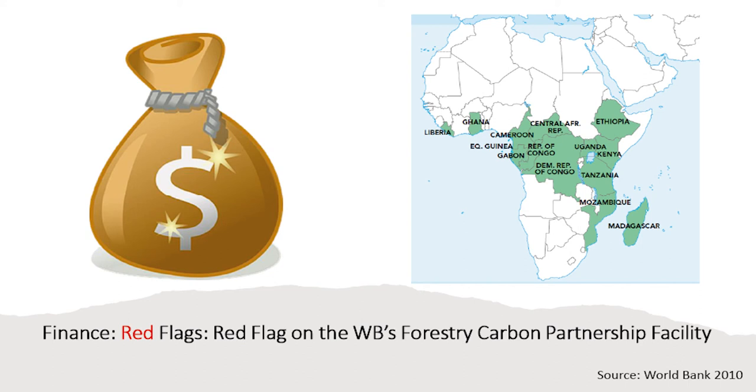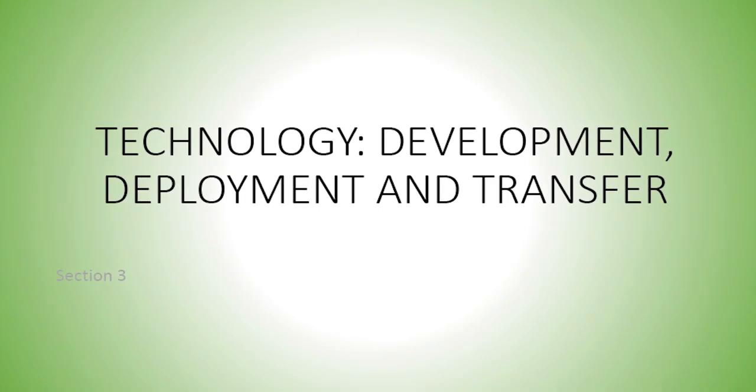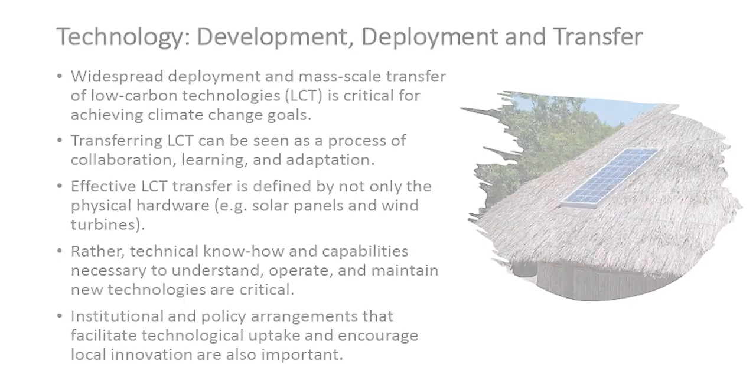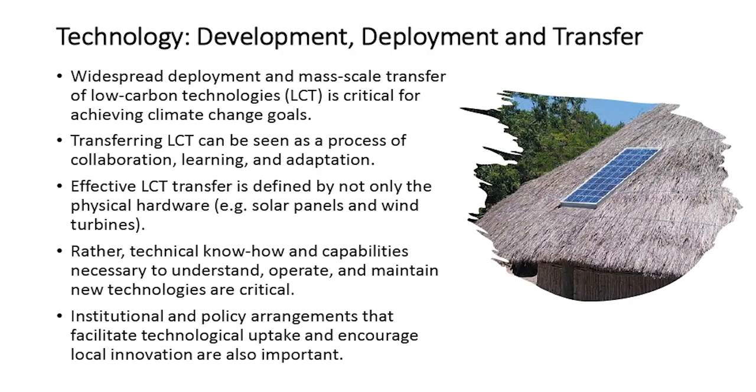But this can only be done provided we have come together to do that. Now, there are also debates around technology development, deployment, and transfer. There is widespread deployment or mass scaling and transfer of low carbon technologies. This remains critical. Transferring low carbon technologies can be seen as a process of collaboration. It can also be seen as a process of learning and adaptation. An effective low carbon technology transition needs to take place.